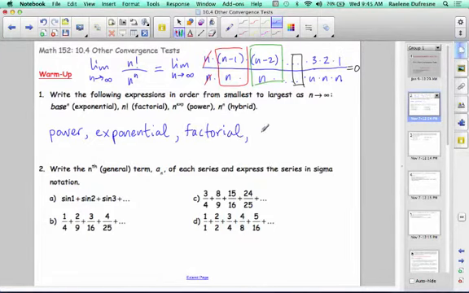And so what we see here is that the factorial function is the next fastest growing, and this idea of a hybrid function or hybrid expression, meaning variable in the base and in the exponent, is the fastest growing.